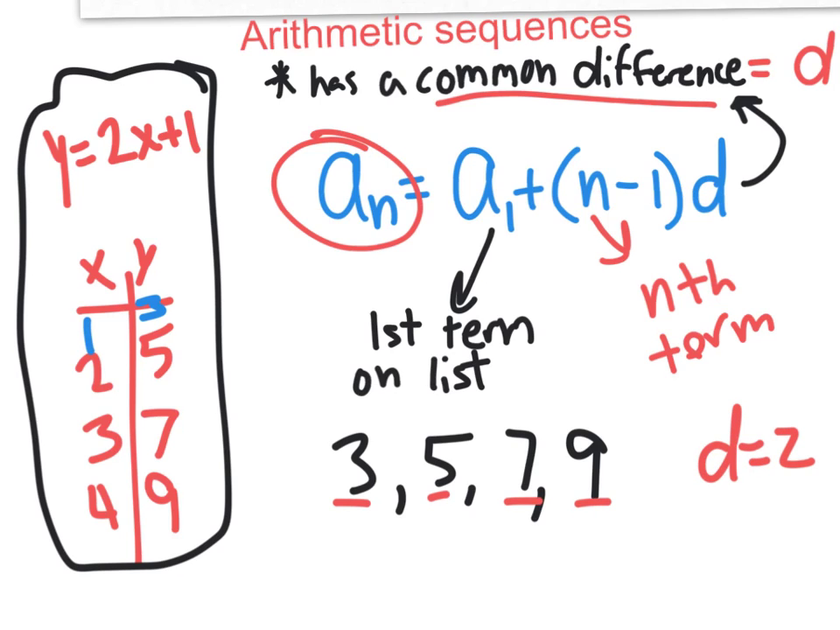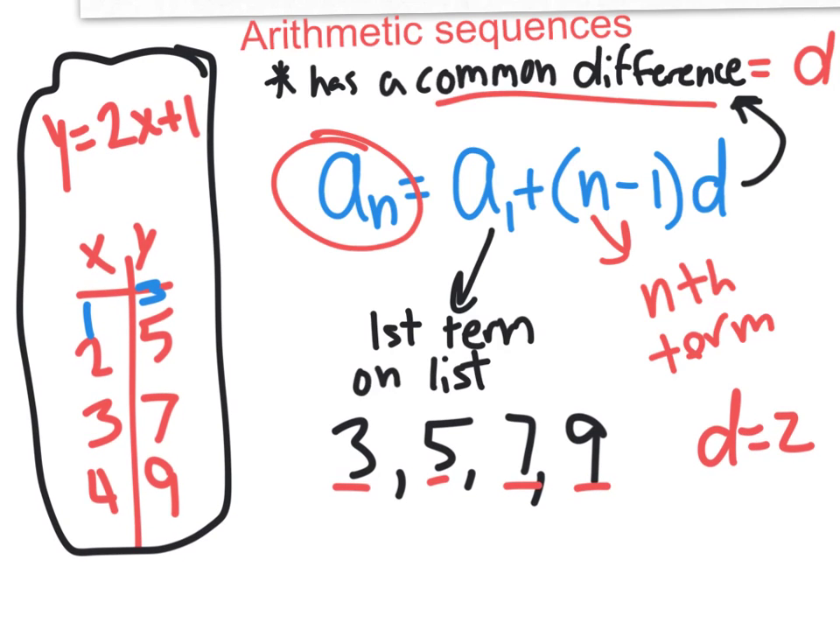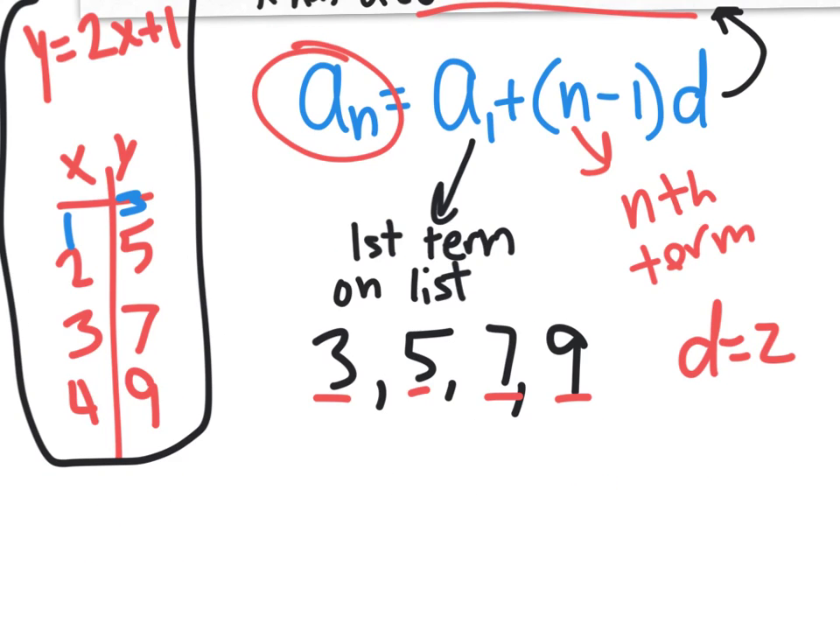So now what I'm going to do is use this above formula to come up with the machine that actually produced this list. Now we already know that machine is y equals 2x plus 1. But let's say that we know that the common difference is 2. What is our a sub 1 term? 3 in this case, right?